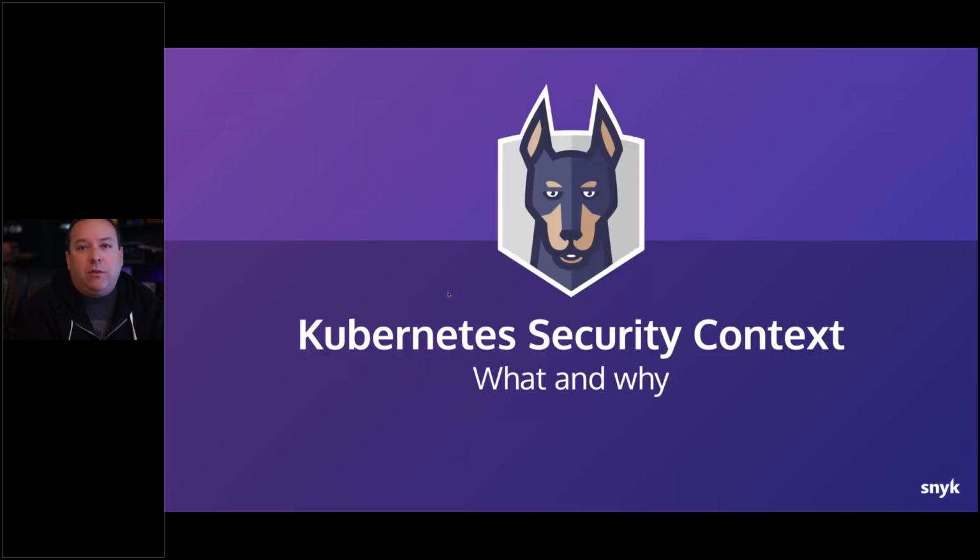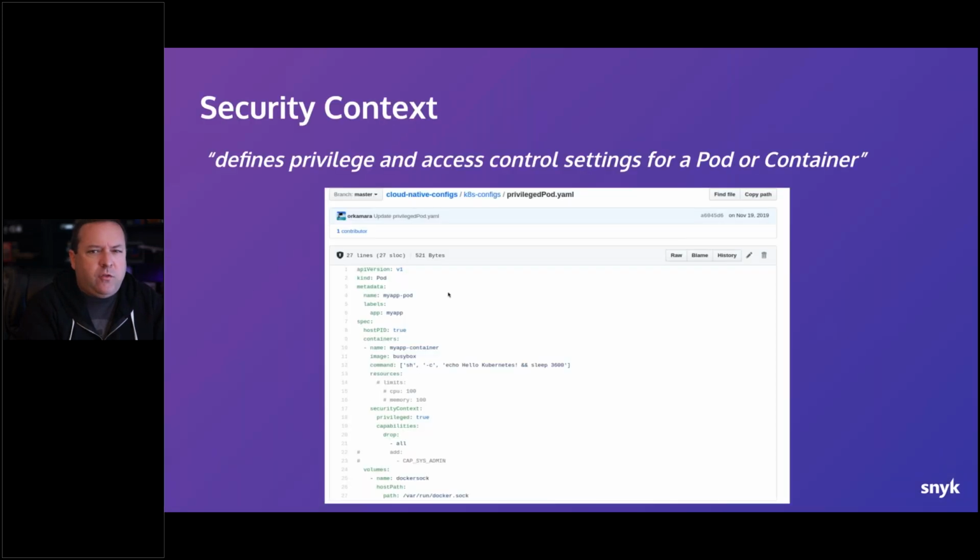So luckily, Kubernetes itself does have some levers built in that we can use to control some of the aspects of securing our clusters. The first one we're going to talk about is security context. So security context is a set of configuration flags that are defined in our YAML files, which control certain aspects of cluster security. A very simple definition of what these flags control would be that they define privilege and access control settings for a pod or a container.